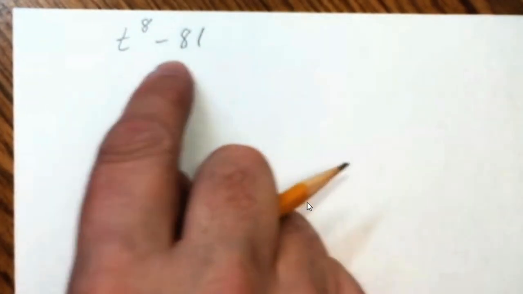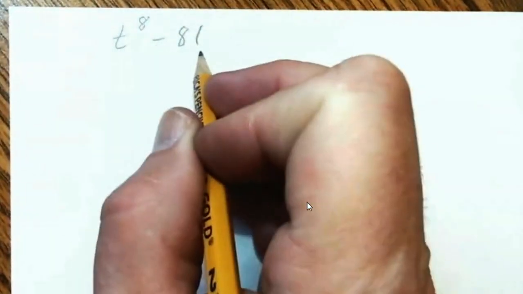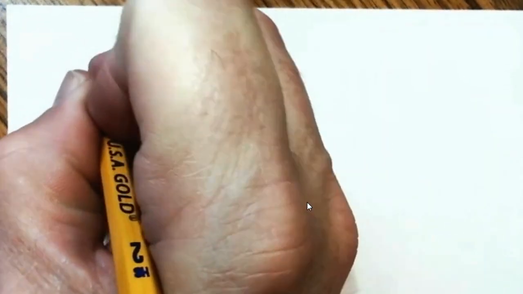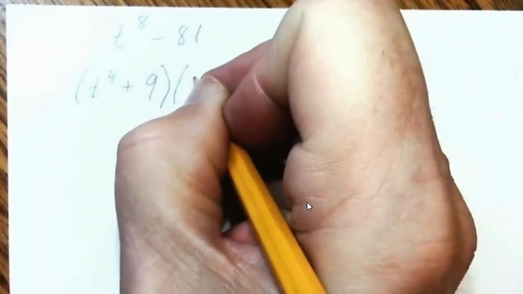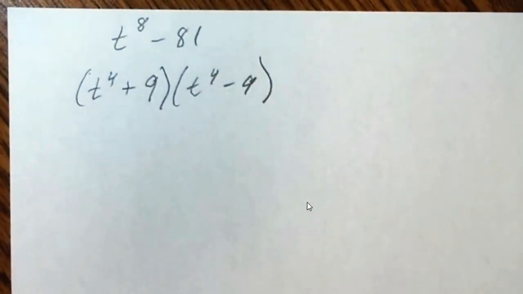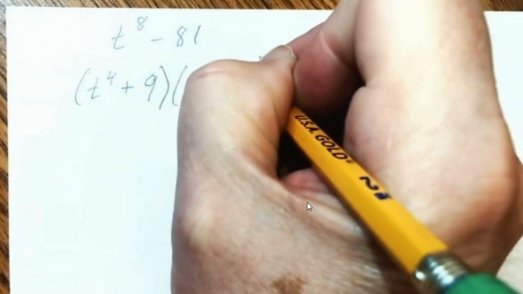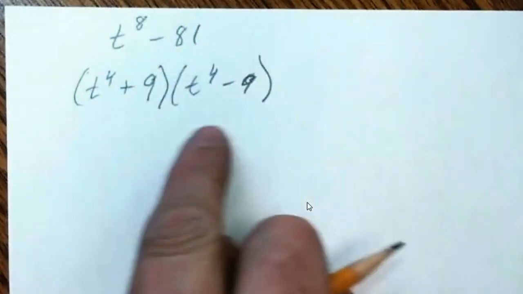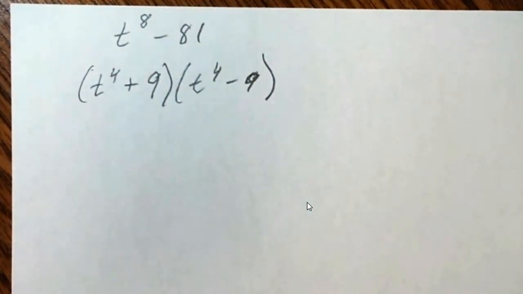There's no greatest common factor that we see right away. But these are both perfect squares, right? So this is a difference of squares. See, it's a difference. We're subtracting. So this is t to the 4th plus 9 and t to the 4th minus 9. Difference of squares. Make sure it looks like a 9. We're like, yay, we factored it.